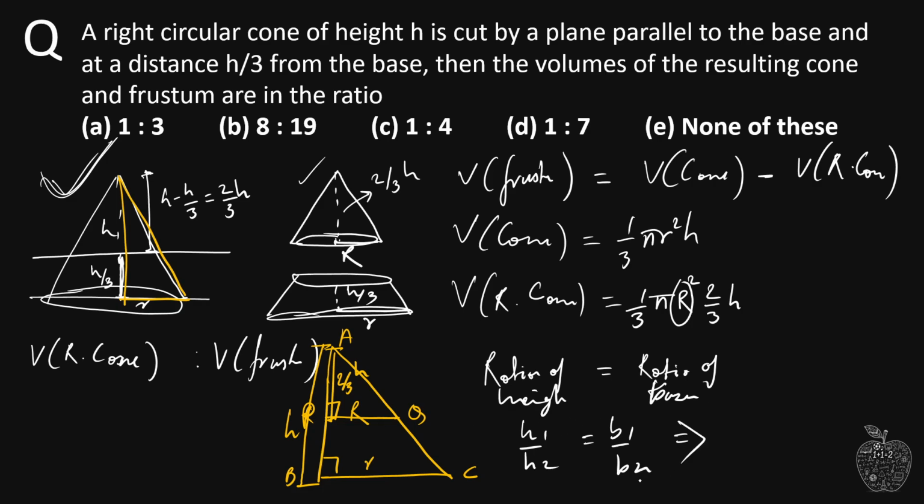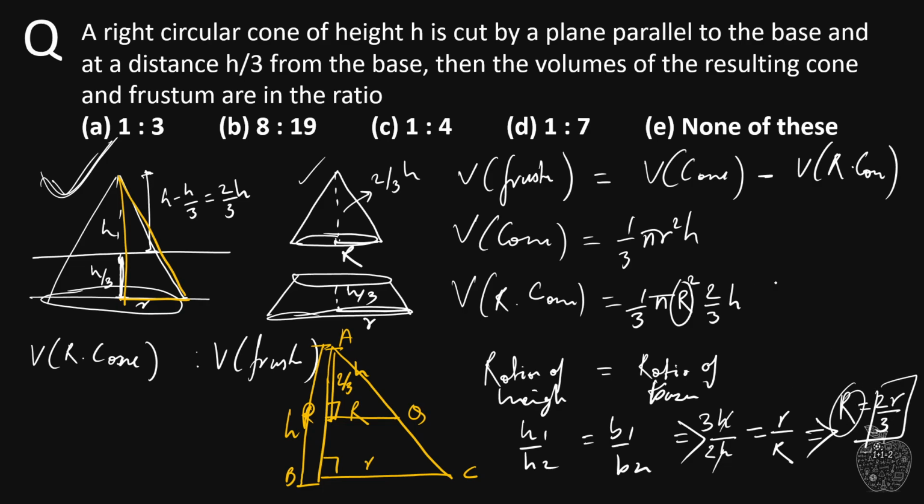Let's write it down. Instead of h1 we write h, over instead of h2 we write 2h by 3. This 3 goes to the numerator and gets multiplied with h, so we have 3h upon 2h is equal to b1, which is small r, over b2, which is capital R. We need the value of capital R. The h cancels, R goes to the left-hand side, so R is equal to 2 small r by 3.